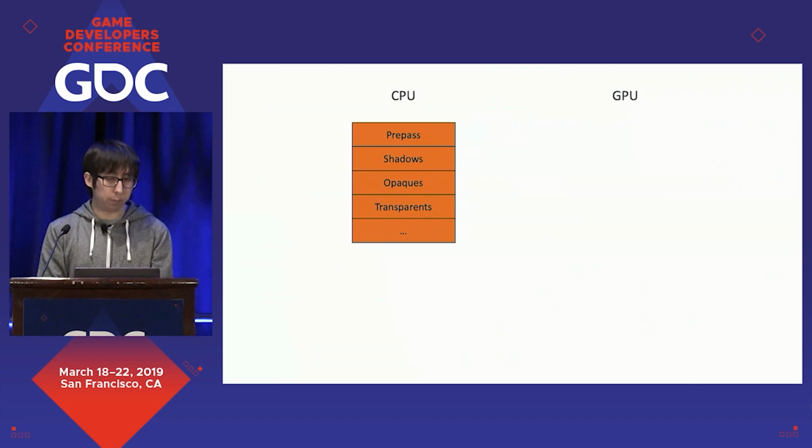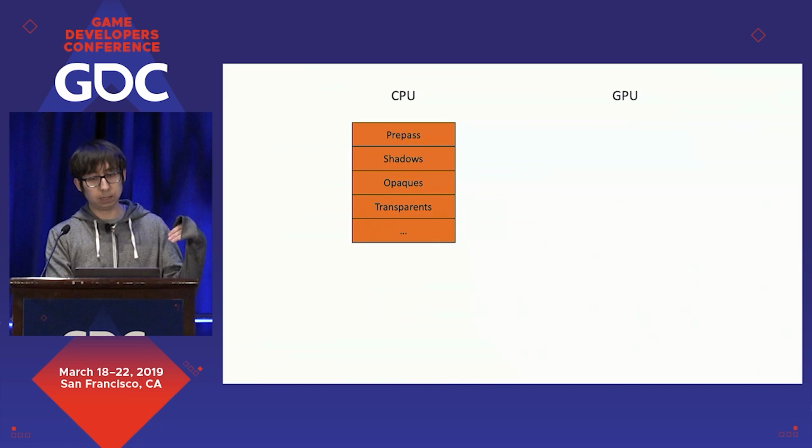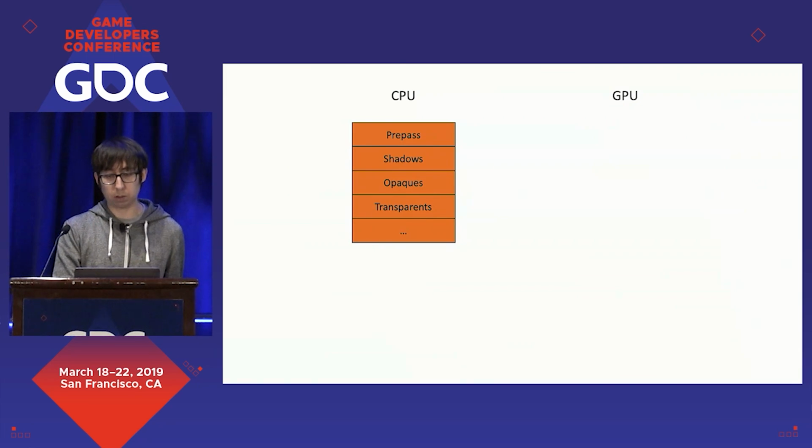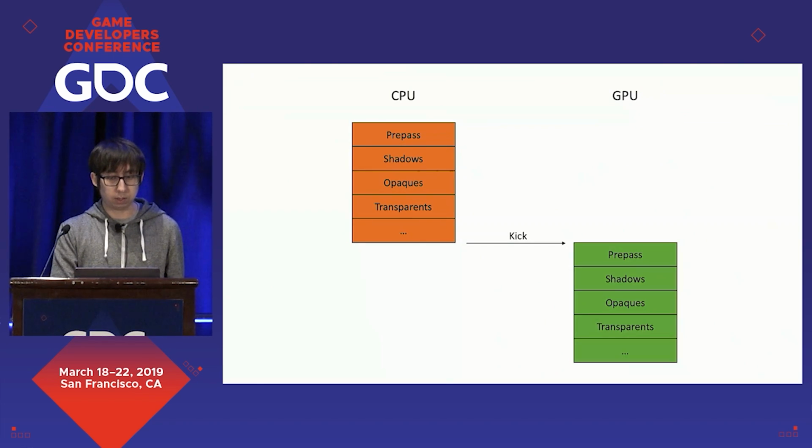Okay, but something that's different from the GPU to scanout system is that the CPU records commands in approximately the same order that the GPU consumes them. So for example, a frame on the CPU might consist of recording commands for a prepass, then commands for shadows, then commands for opaques, and so on. And after the kick, the GPU then draws in that order too.